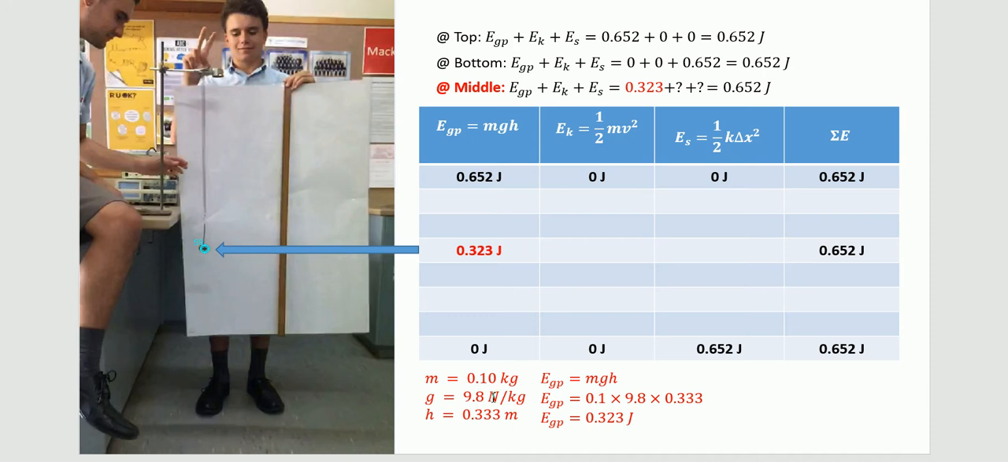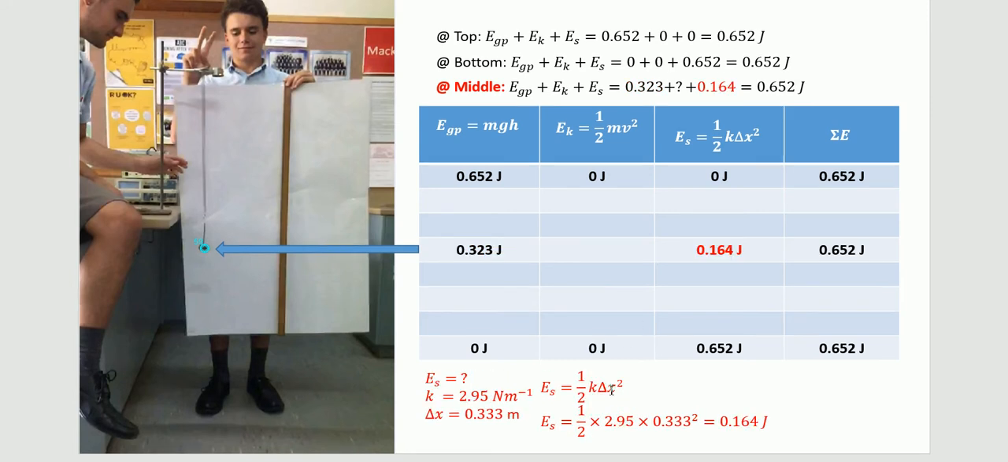So at the middle, we have now a height. Instead of being 66.5 centimeters, we're 33 centimeters, so 0.33 of a meter. We can use our mgΔh to work out that in the middle we've got 0.323 joules of energy that's now gravitational potential. It's half of what we started at the top, which makes sense because we've got the same mass, the same gravity, but half the height from our reference position.